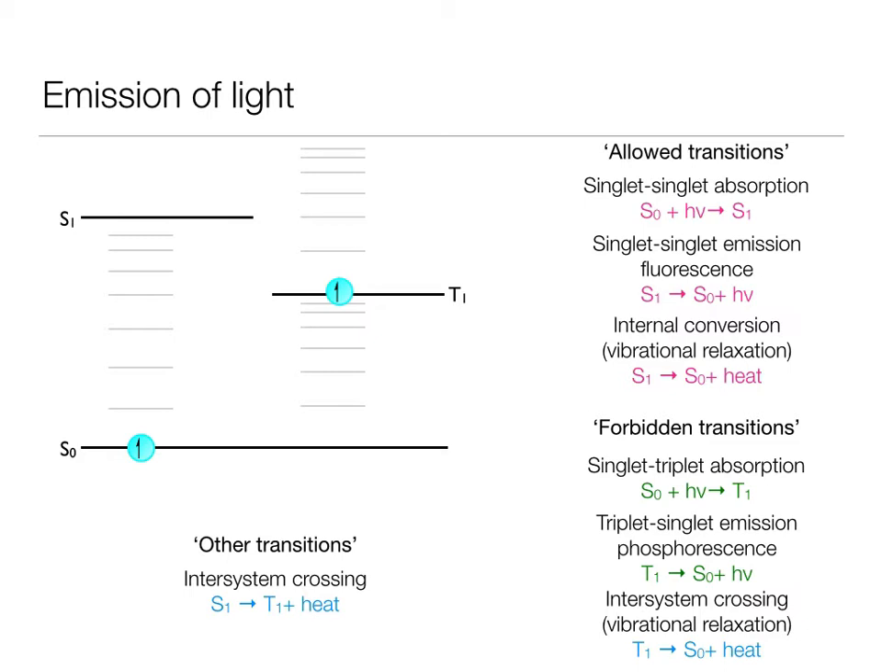Whenever there is a change of spin of my system, it's an isoenergetic process. In other words, it goes horizontally across on my energy level diagram.